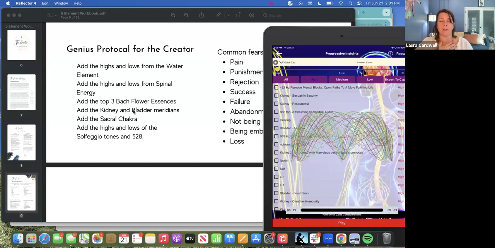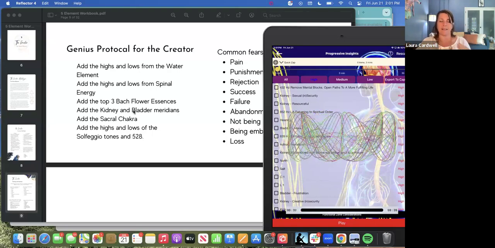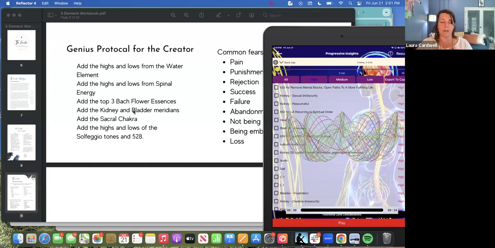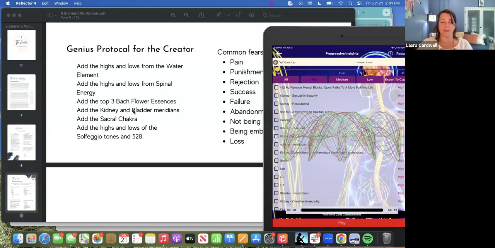And I highly encourage you as a practitioner to always hold your clients in this intention while you're running the genius. Because your intention matters. Your entanglement with your clients matters.